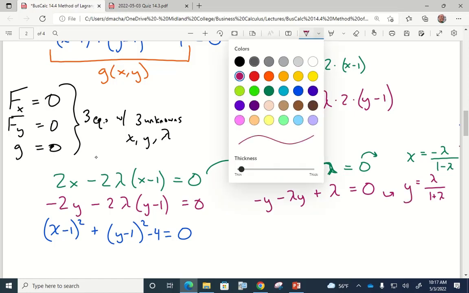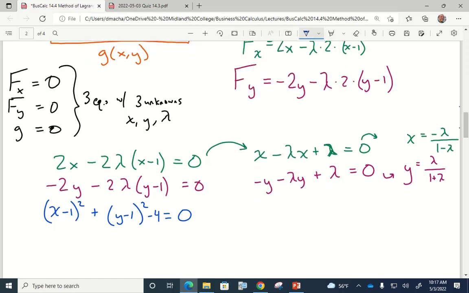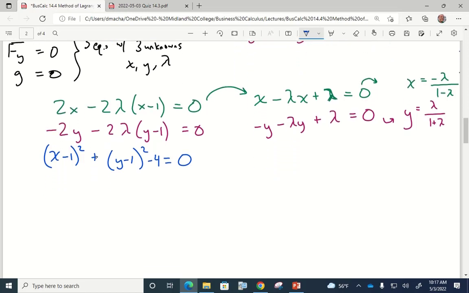So I could get my x and y really easily if I could just calculate lambda. That's, I think, going to prove to be the really difficult part of this. But we'll try our best here.